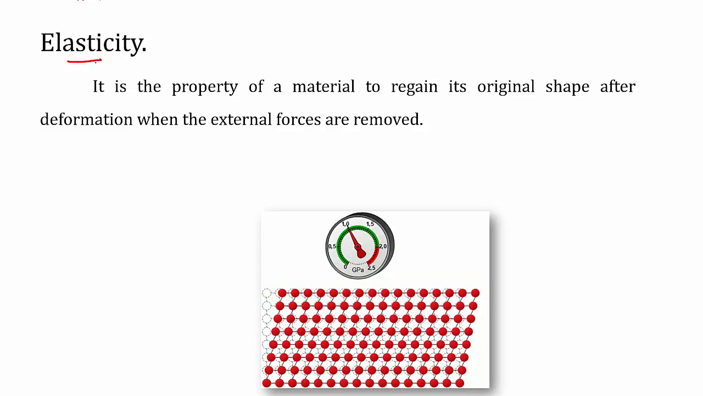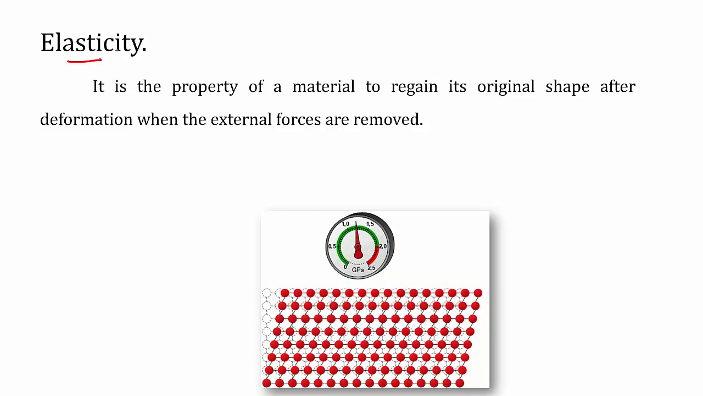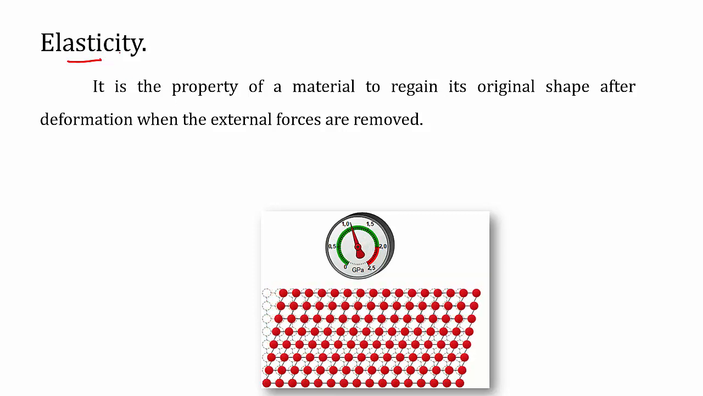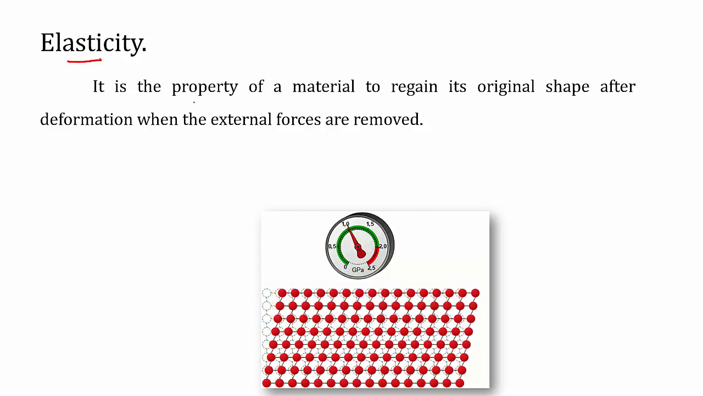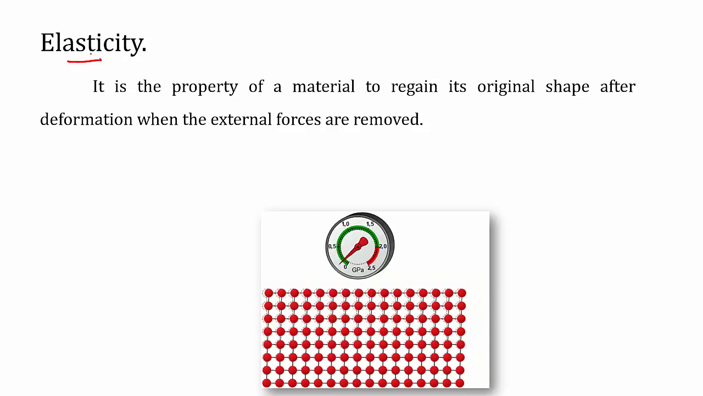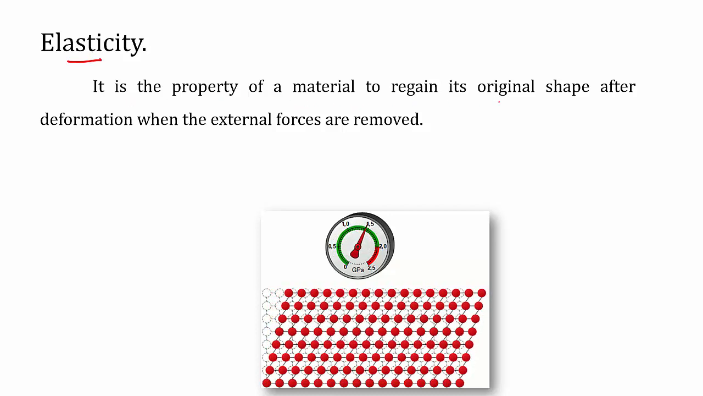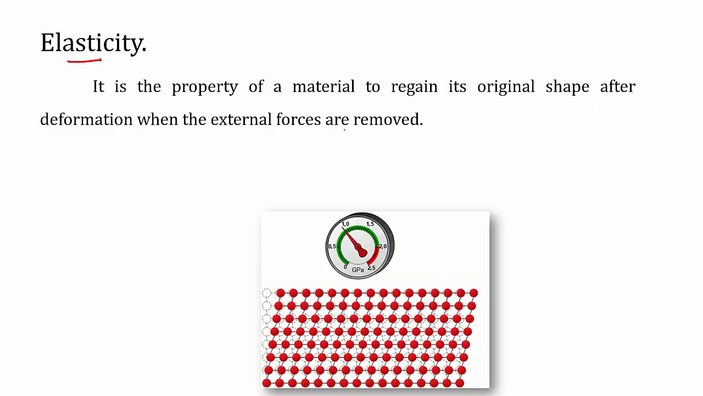The next, before going to see the relation between stress and strain, we must know about elasticity and plasticity. So what is elasticity? Elasticity means, you should remember, an elastic. I am going to apply a load on a material, and once the load is removed, the material will come to its original shape. So that is called an elastic material. So elasticity is the property of a material to regain its original shape after the deformation when external loads are removed.